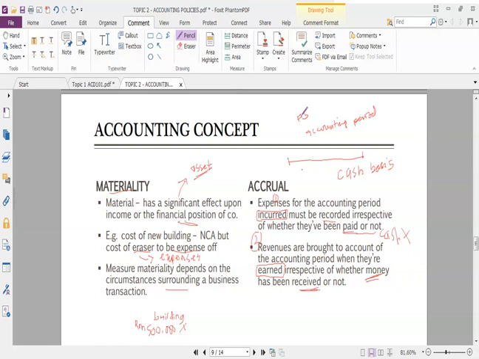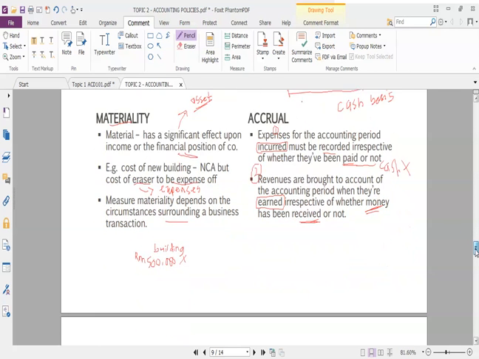Do you understand, Ahmed, about the accrual concept? So you will find out all these concepts when we are doing the technical parts to prepare the financial statement. Do not worry, I will highlight it again. This is the example of the accrual concept, so I will highlight it for you.